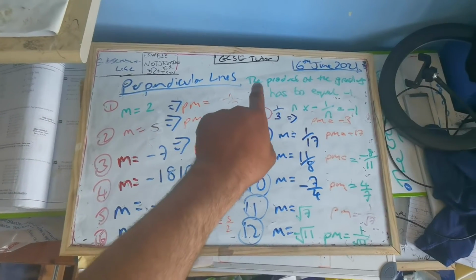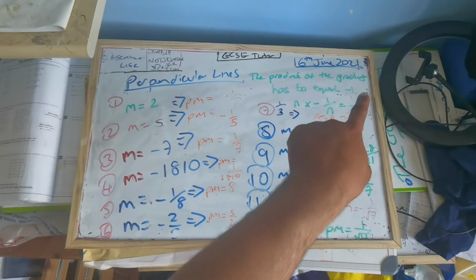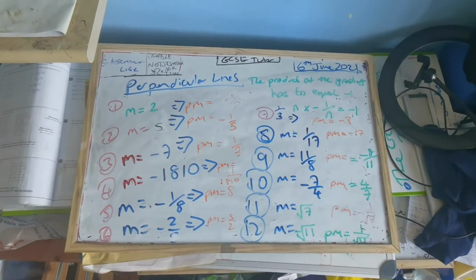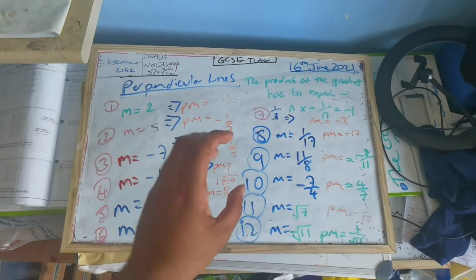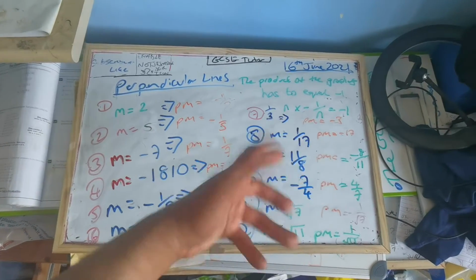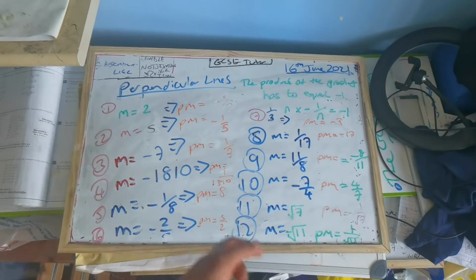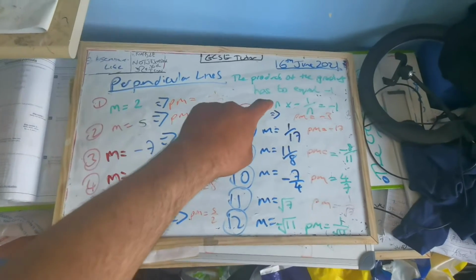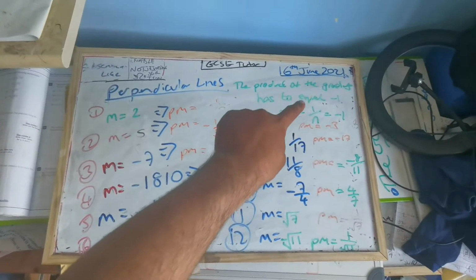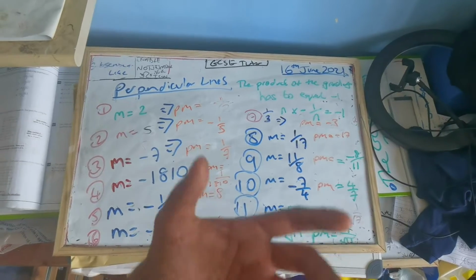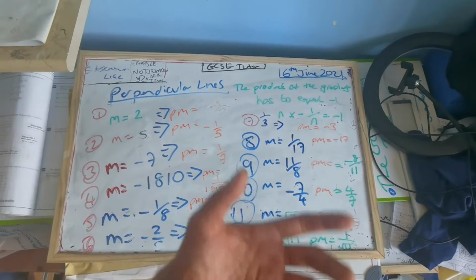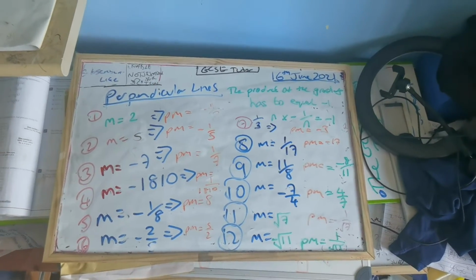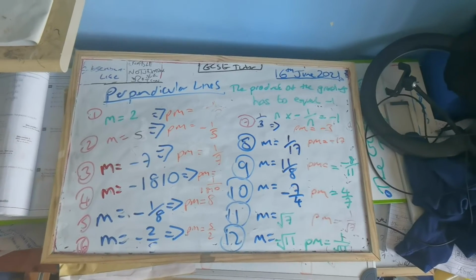Now the rule is that the product of the gradients has to equal -1. So to work out the perpendicular gradient, it's the negative reciprocal, so it's the flip version, and I change the sign to negative. If it's negative, then it becomes positive. If it's positive, it becomes negative, and vice versa. But the rule is it's n times -1 over n equals -1, with the exception of n being 0, because I can't work out the reciprocal of 0. Okay, because I can't do 1 divided by 0. It doesn't give me a definite answer.